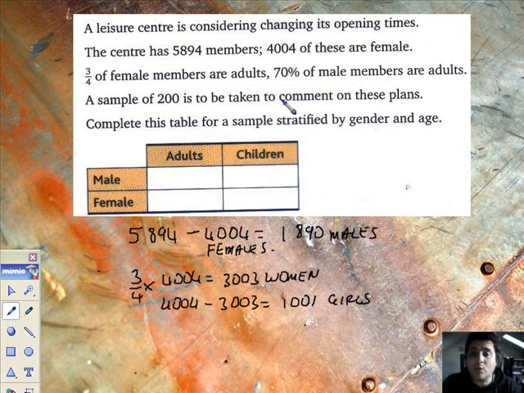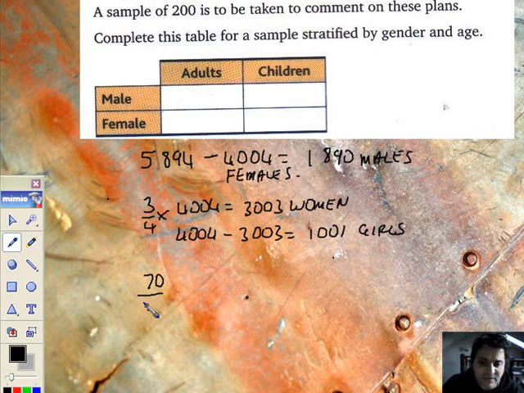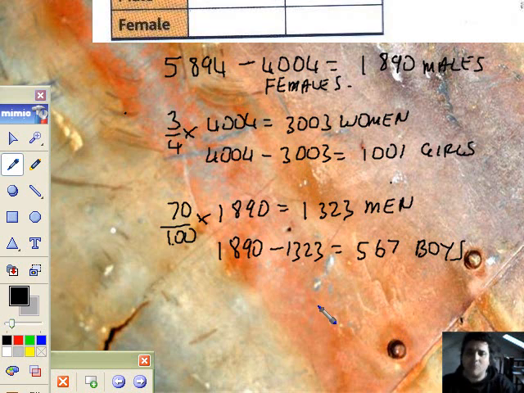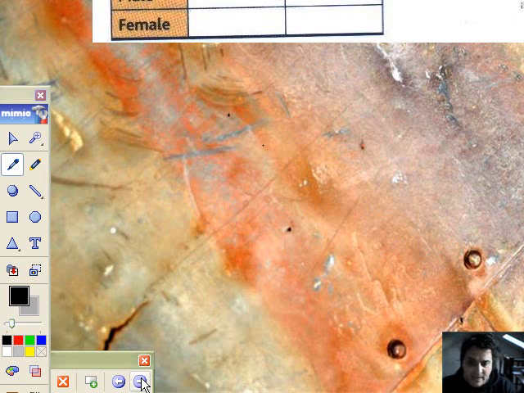Alright, I'm told that 70% of the male members are adults, in other words the men, so 70% of the males, which I calculated earlier, are adults, and I calculated that to be 1,323, and that's men, and therefore the leftovers are going to be boys, and that makes 567 boys. Right? So that's the numbers that we've got. I'll transfer that over to the other page and carry on with that.